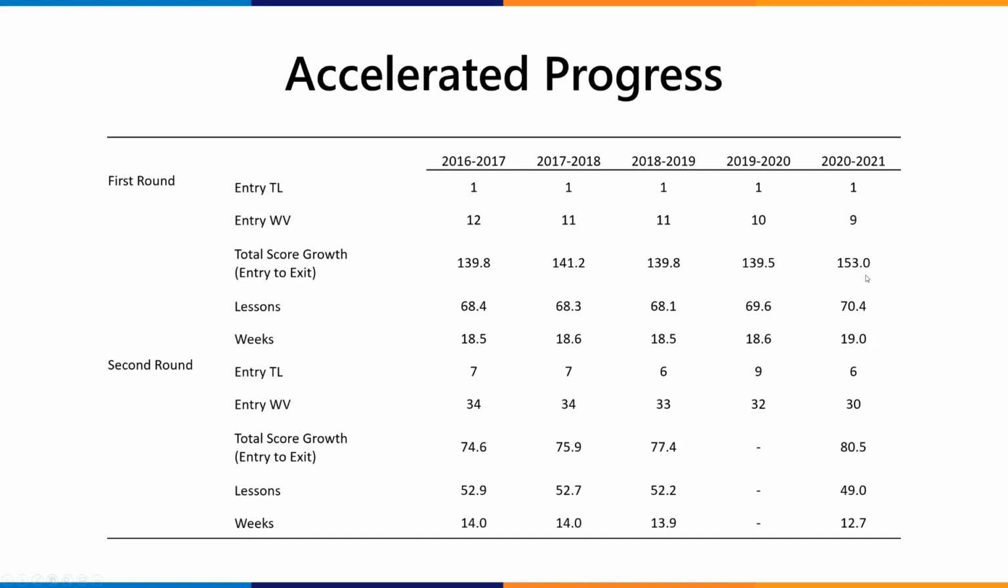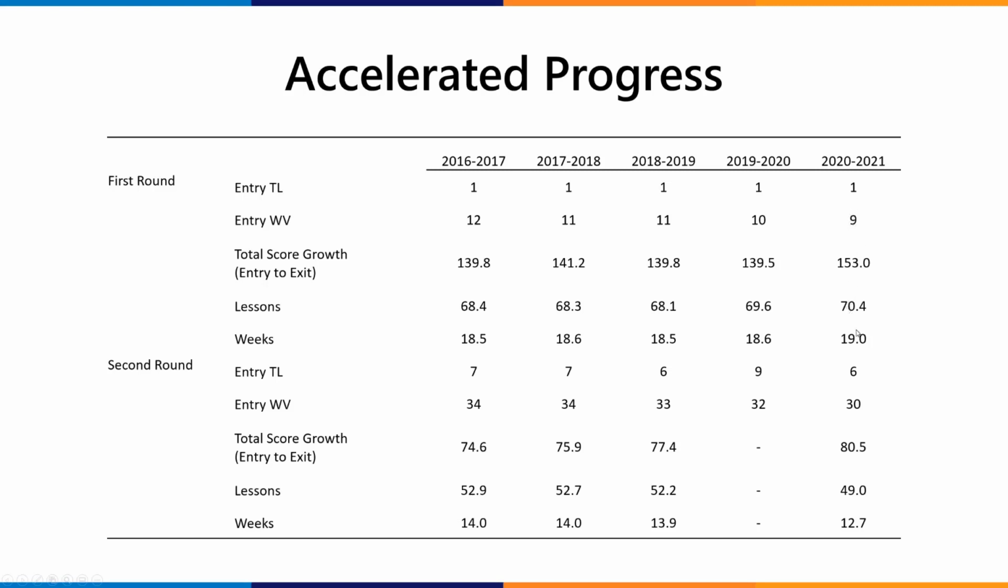So, in general, one thing that you will notice on the growth from entry to exit in the first round, you can see that usually we make about 140 points of growth from the start to the end of first round. This year, your teachers got about 153 points of growth out of our accelerated progress students. And we can see on the tasks that kids were starting a little lower. You can see that reflected here in the writing vocabularies. It dropped down a little bit for them.